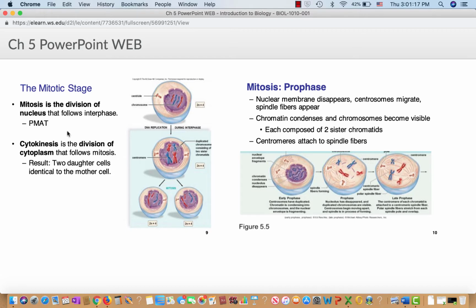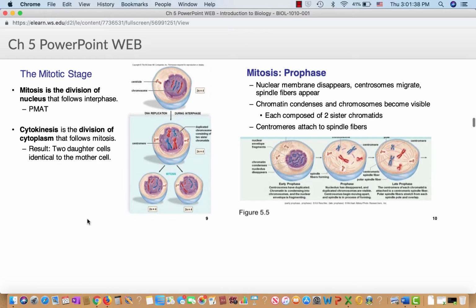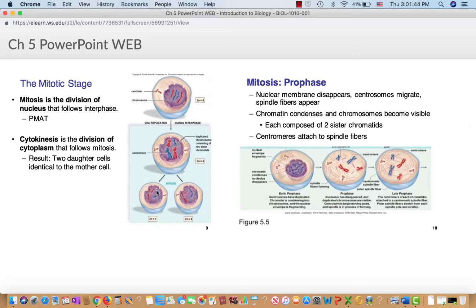And you're going to see this PMAT a lot. It's prophase, metaphase, anaphase, telophase. Sometimes you'll hear there's an intermediate step that they'll call prometaphase. Sometimes it's broken down into prophase and late prophase. Just for our purposes in this course, just PMAT. Cytokinesis is the division of the cytoplasm that follows mitosis, and you get 2 daughter cells that are identical to the mother. So you have mitosis, cytokinesis.